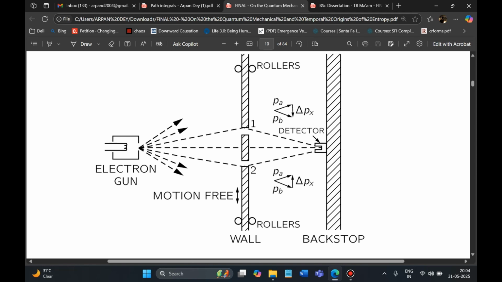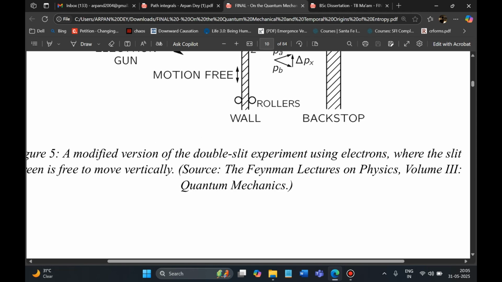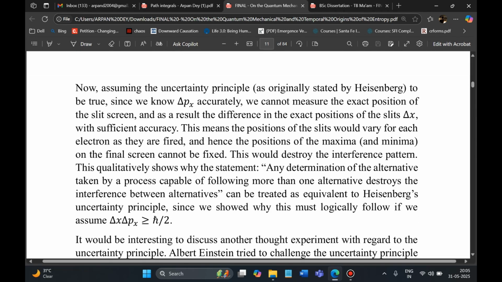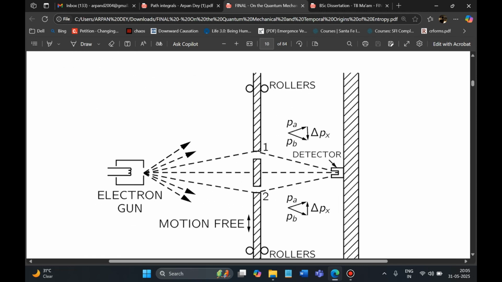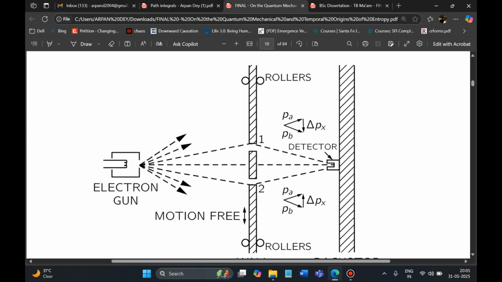But the uncertainty principle says that if you know delta px, then you cannot know delta x, and this is true. You see why? Since we know delta px accurately, we cannot measure the exact position of the slit screen, and as a result the difference in the exact positions of the slits, delta x, with sufficient accuracy. Now we assume that we know the initial positions of 1 and 2, otherwise we cannot know the momentum. But we are trying to show that Feynman's statement is equivalent to the uncertainty principle. It is equivalent to Heisenberg's delta x delta px greater than or equal to h-bar over 2.